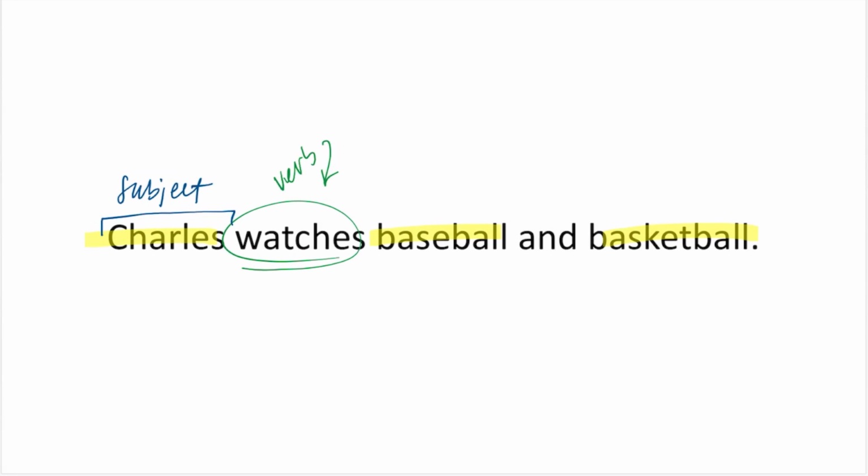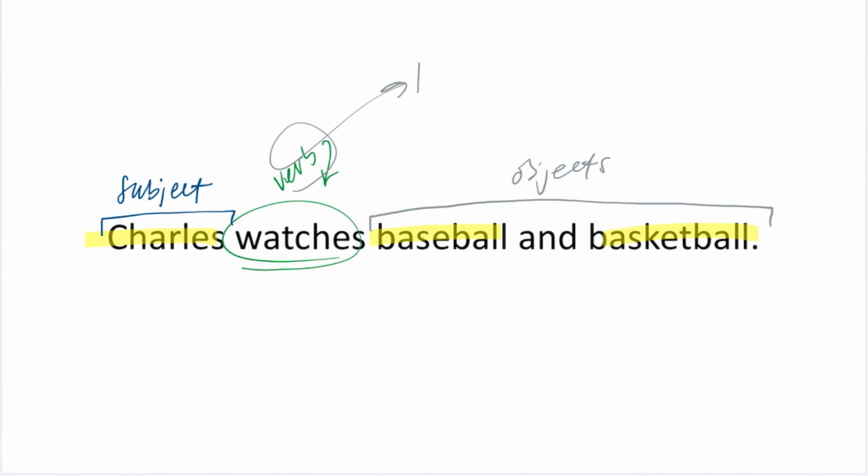Welcome back. Let's start diagramming things together. Charles watches baseball and basketball. We have three nouns here: Charles, baseball, and basketball. We also have a verb, watches. Who is doing the watching? Charles is doing the watching. Our first noun, therefore, is the subject. The other two nouns, baseball and basketball, together constitute the object that Charles is watching.